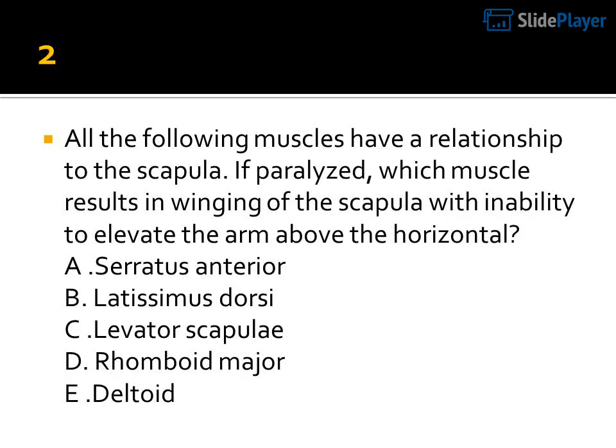2. All the following muscles have a relationship to the scapula. If paralyzed, which muscle results in winging of the scapula with inability to elevate the arm above the horizontal? A. Serratus anterior, B. Latissimus dorsi, C. Levator scapulae, D. rhomboid major, E. deltoid.